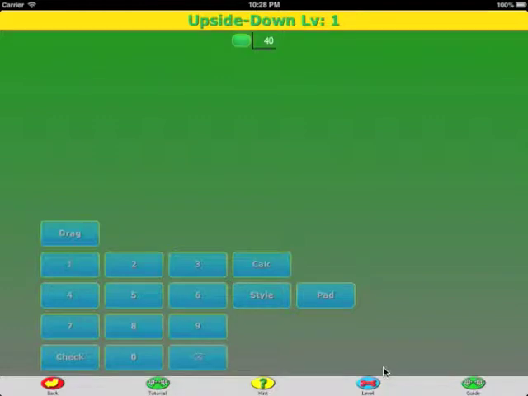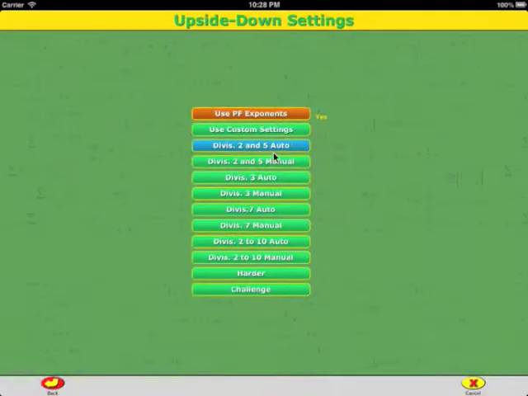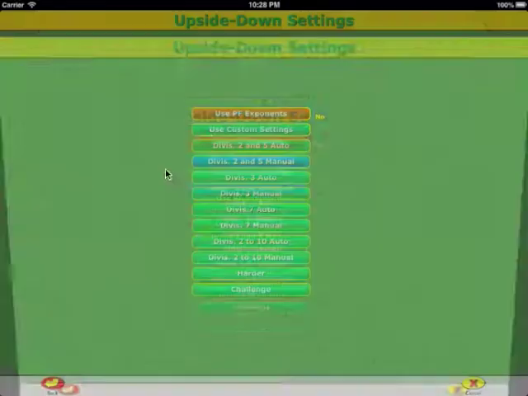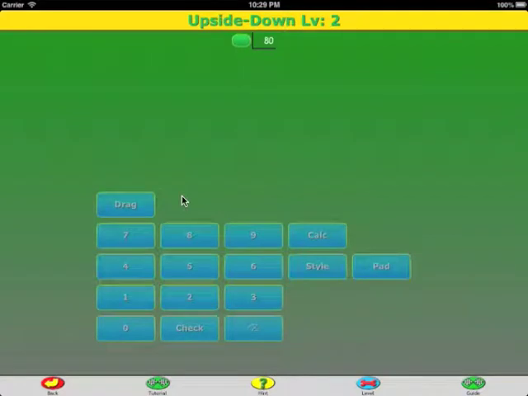Level is 1, so let's set it to level 2. While we're at it, we'll turn exponents off. The number is 80. 80 ends with a 0, so it is divisible by 2 and 5. Let's enter 2.